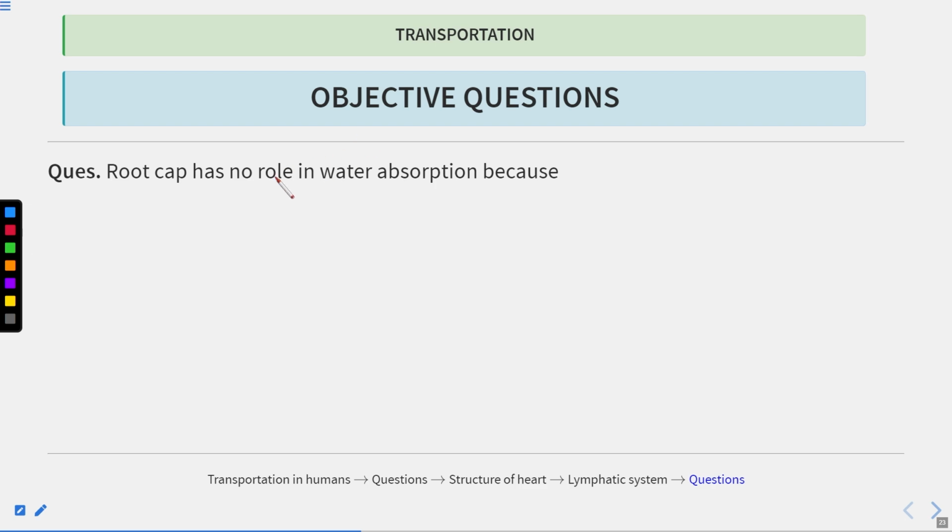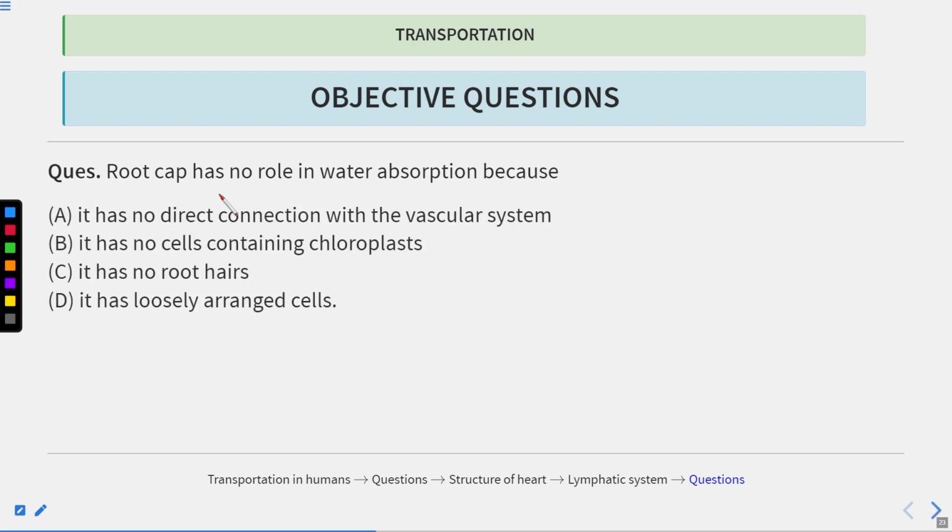Here, the root cap has no role in water absorption. Why? Let's have a look at the options. The first option is: it has no direct connection with the vascular system. The next option is: it has no cells containing chloroplast. The next option is: it has no root hairs. And option D is: it has loosely arranged cells. The root cap is a protective covering and it protects the root apical meristem.